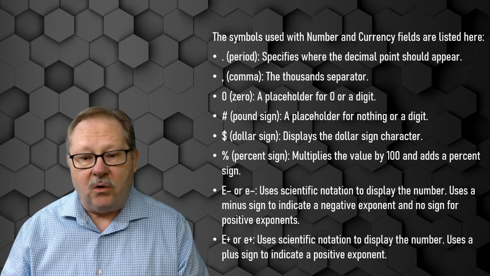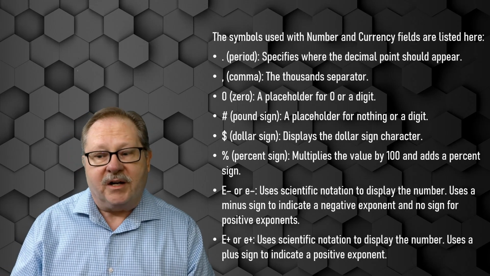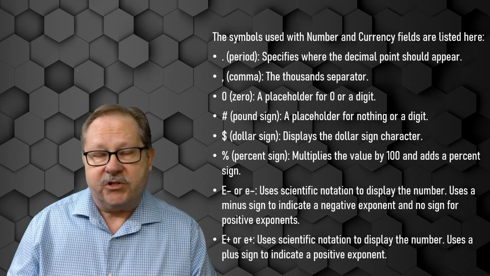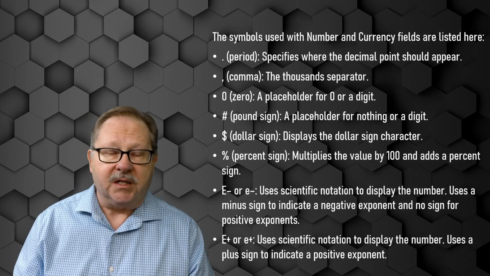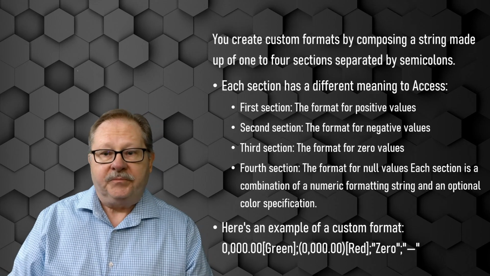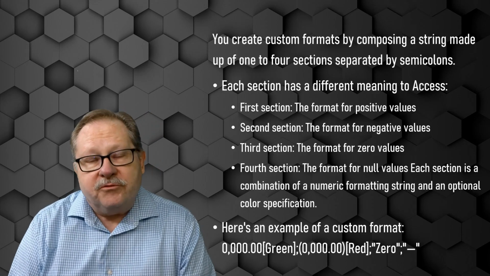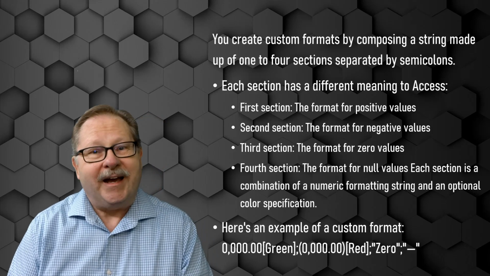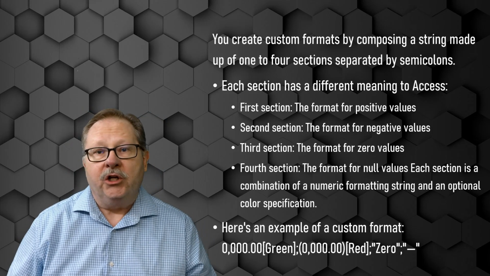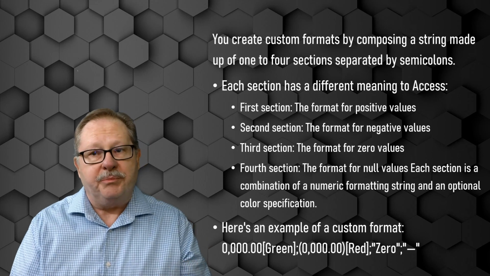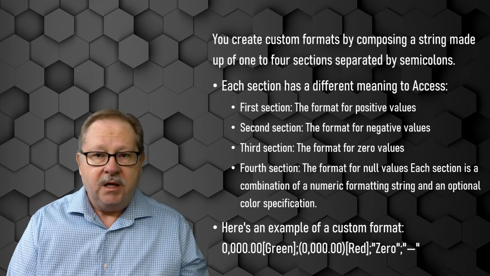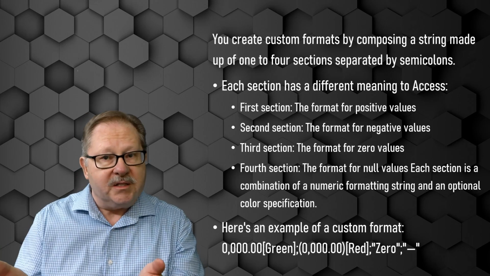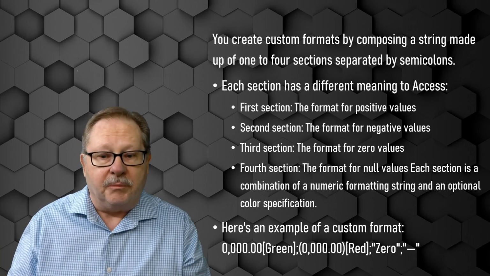The big E or the little e signify scientific notation is used, and it's negative if there's a dash and positive if there's a plus sign afterwards. You can create custom formats of any kind of number. For example, when you have an accounting field, a lot of times you want the positive numbers to appear normally with a dollar sign. You want the negative numbers to appear possibly red with parentheses around the number in that field.